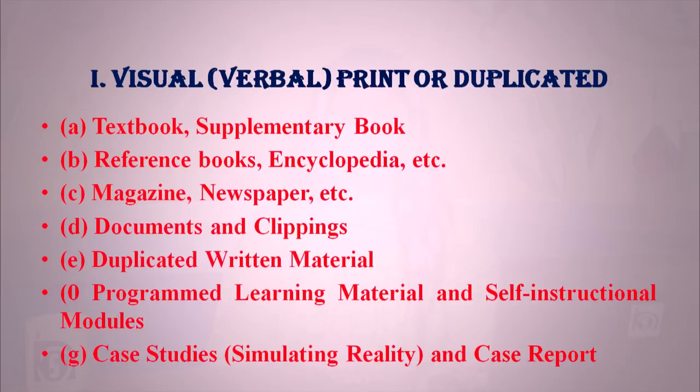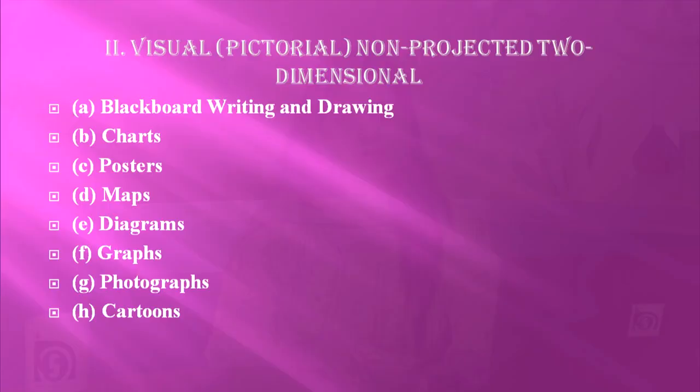Now let's talk about visual, print or duplicated, and it includes textbooks, supplementary books, reference books, encyclopedias, magazines, newspapers, documents, clippings, duplicated written material, program learning material and self-instructed modules and case studies and case reports. And under visual, pictorial, non-projected, two-dimensional category comes blackboard writing and drawing, charts, posters, maps, diagrams, graphs, photographs and cartoons.